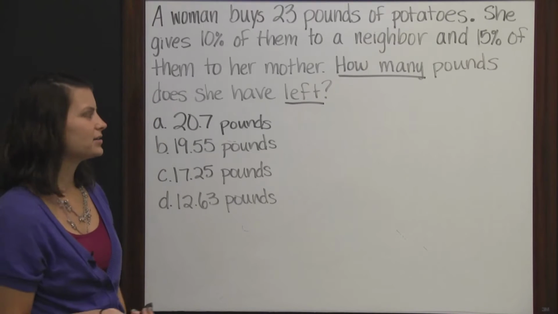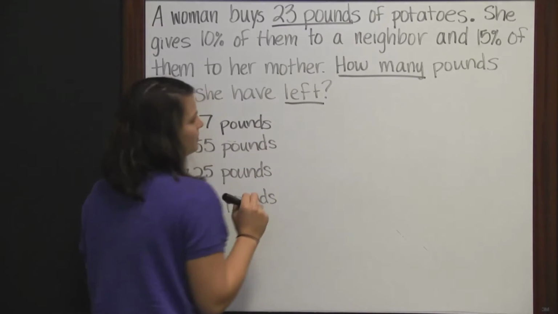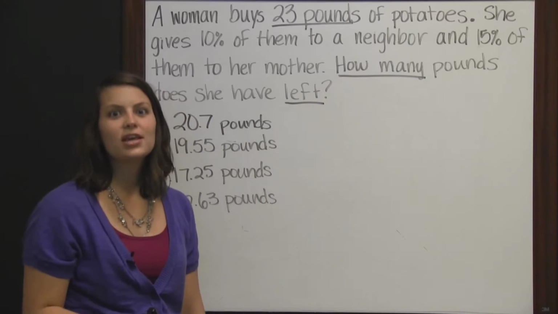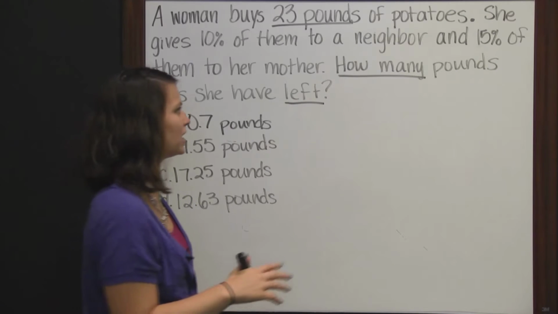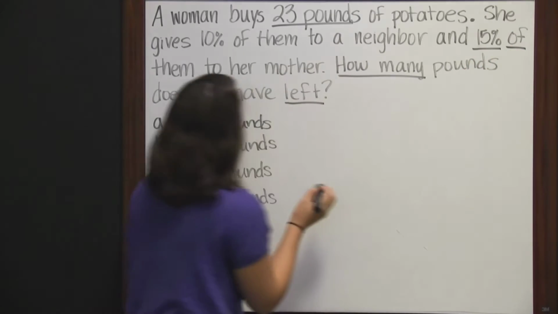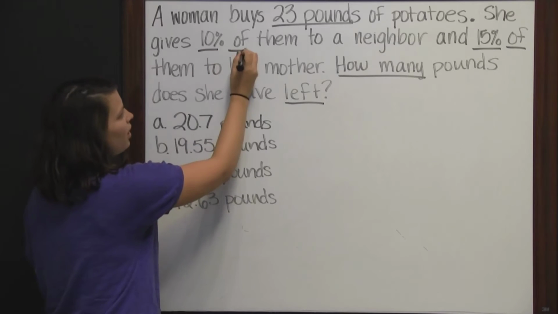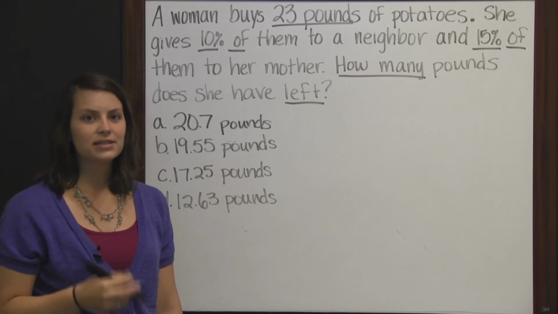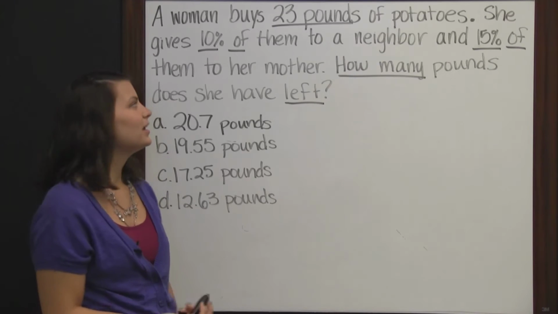But subtract what? She starts out with 23 pounds. But it doesn't tell us how many pounds she gives away to this person and to this person. They tell us what percent of 23 pounds is given away. And again, what percent of the 23 pounds is given away. So we need to figure out how many pounds that is.